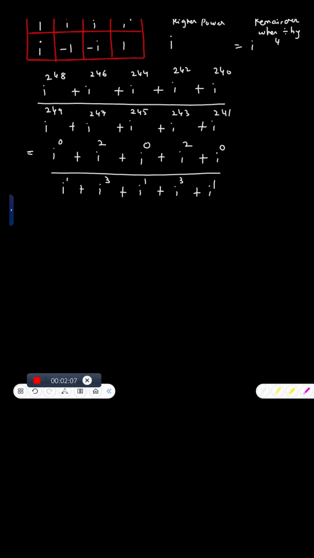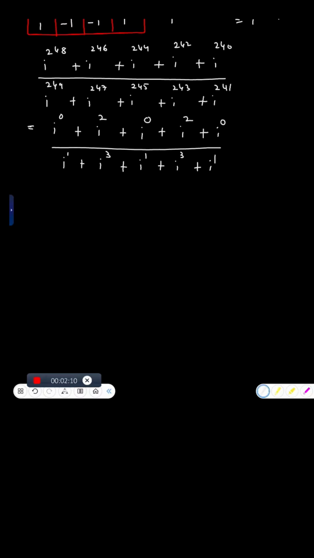Let's now apply the values. Anything to the power 0 is 1. i square is minus 1. So this is going to be again plus 1, minus 1, plus 1. i will remain i. i cube is minus i. i will remain i. Again, i cube is minus i, and i to the power 1 will be i.